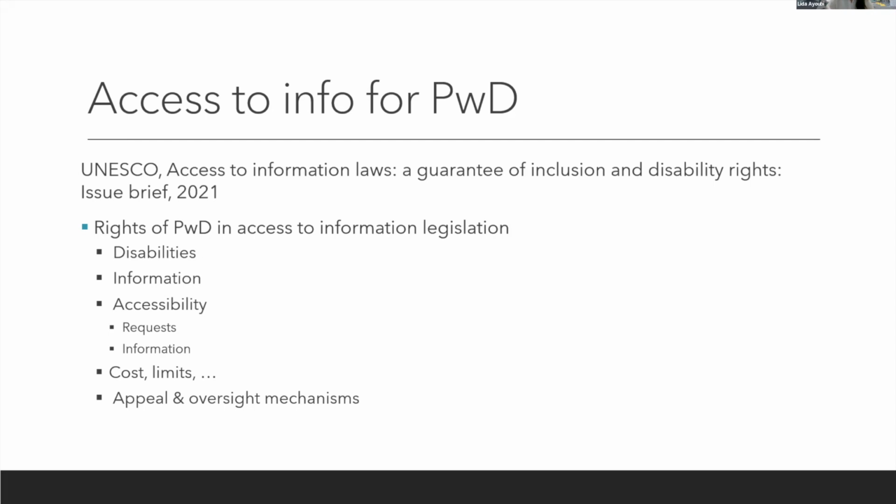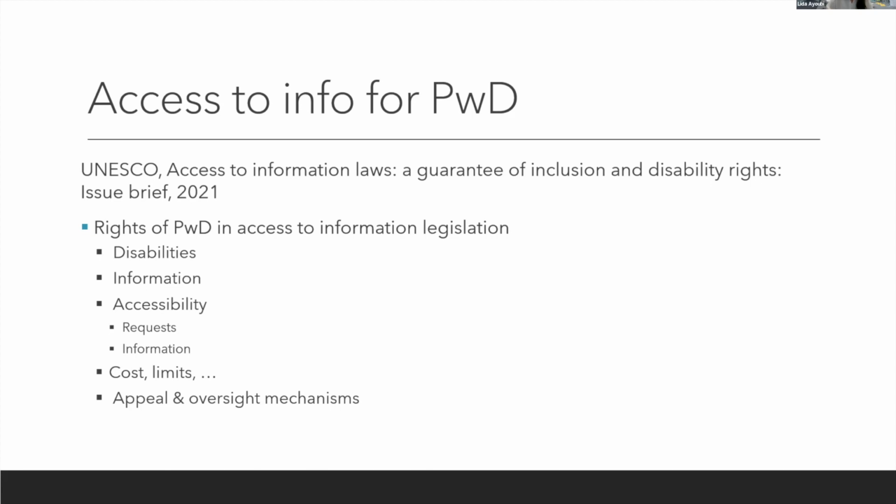So what I found, unsurprisingly, was that out of the 132 countries that have an access to information law, most of them don't include any references to persons with disabilities. So there were only 37 that did include an explicit reference to persons with disabilities.